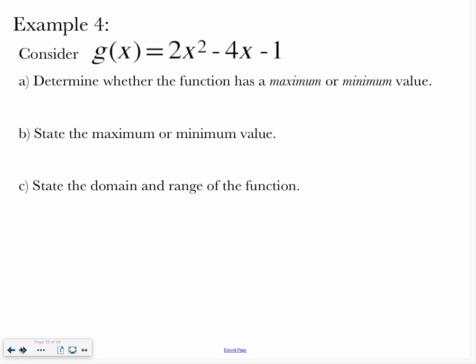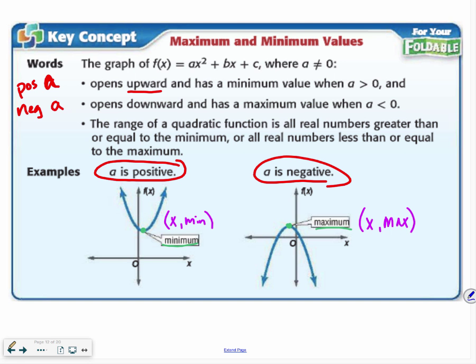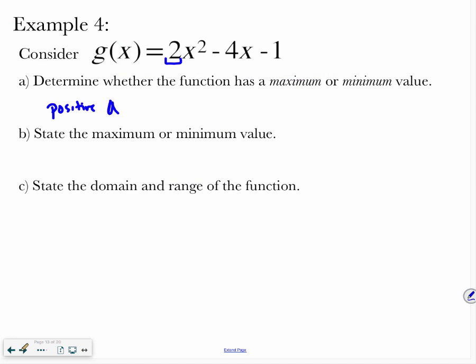So let's consider the function g of x equals 2x squared minus 4x minus 1. We want to determine whether the function has a maximum or a minimum. So if I want to know if it has maximum or minimum, I just have to look at that a value. I have a positive a value. So if I go back, positive a means that I have a minimum. So I have a minimum. If you just want to write min, that's totally okay with me.